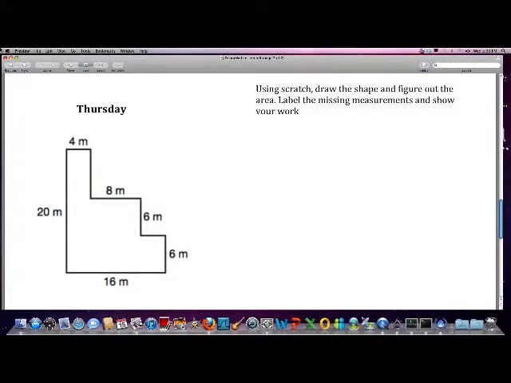Okay, in this problem we want to use Scratch to draw the shapes and figure out the area, label the missing measurements, and show your work. So we're going to look at one solution first and compare it to a second solution.